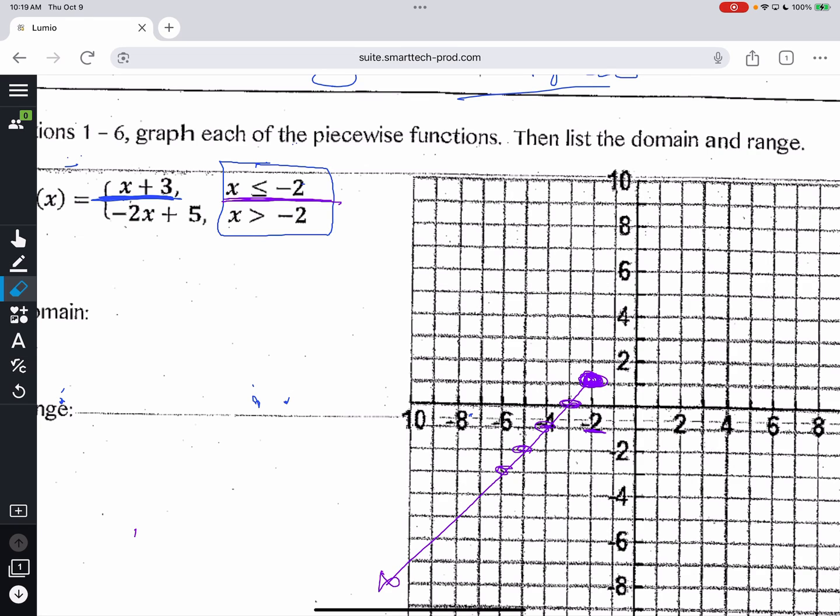Okay, and then you have -2x plus 5. So we're going to go to positive 5. I'm going to change color. And we have a slope this time of -2. So 1, 2, 1. 1, 2, 1. But it has to be greater than -2. It tells us that right here. Okay? So I'm going to still travel up. 1, 2, 1.